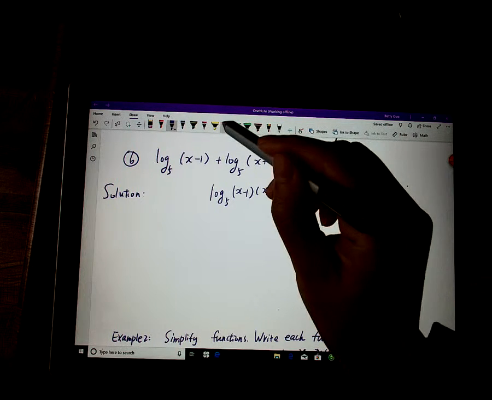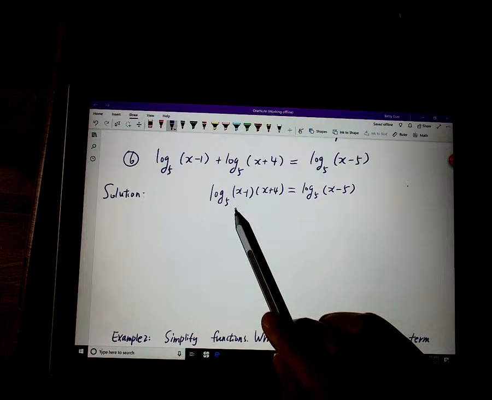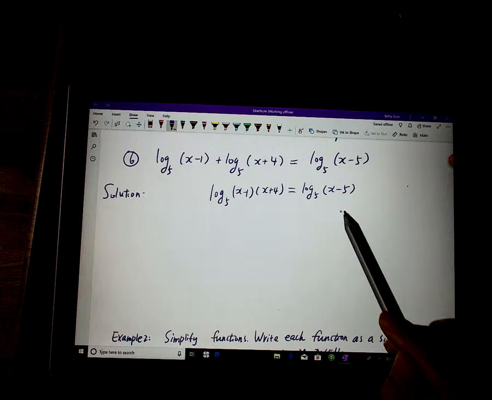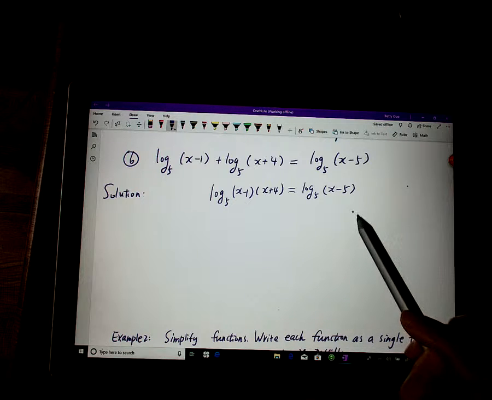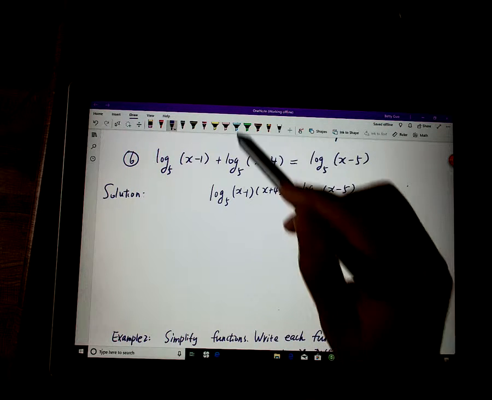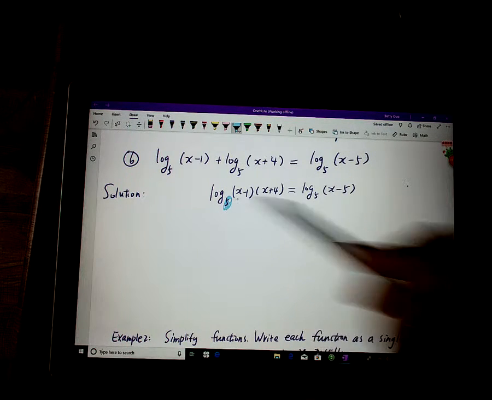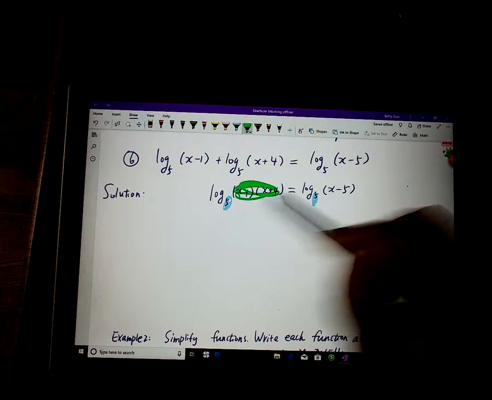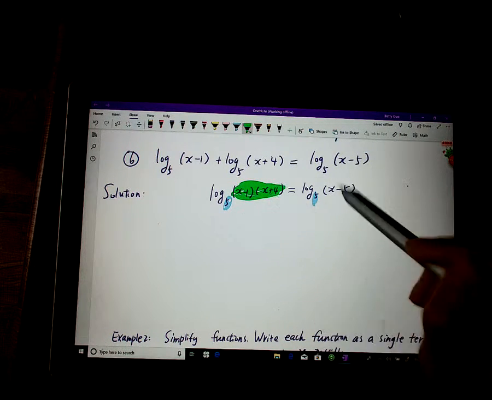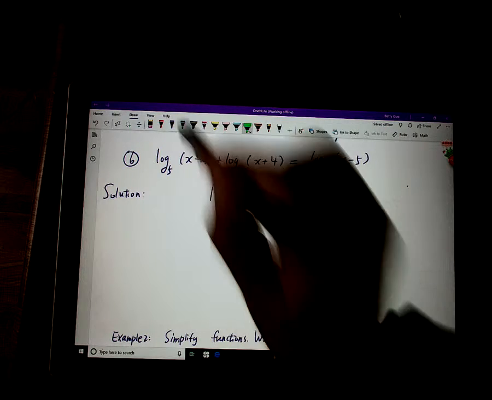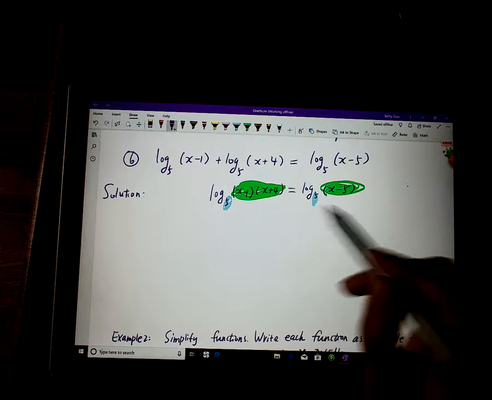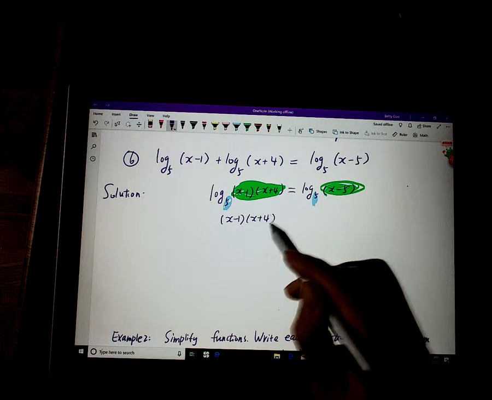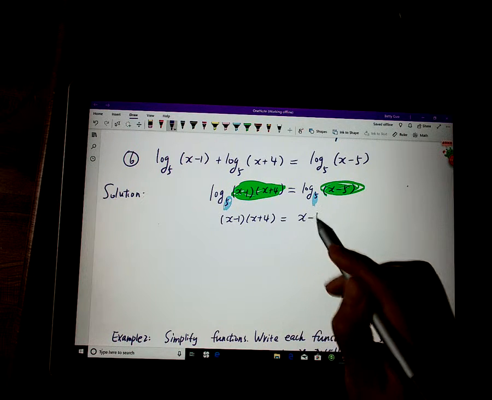Now let's look at the equation. Left-hand side, 1 single logarithm. Right-hand side, 1 single logarithm. They equal each other, and they have the same base, 5, 5. Shouldn't they have the same antilog as well? We equate the 2 antilogs, x minus 1 times x plus 4 equals x minus 5.